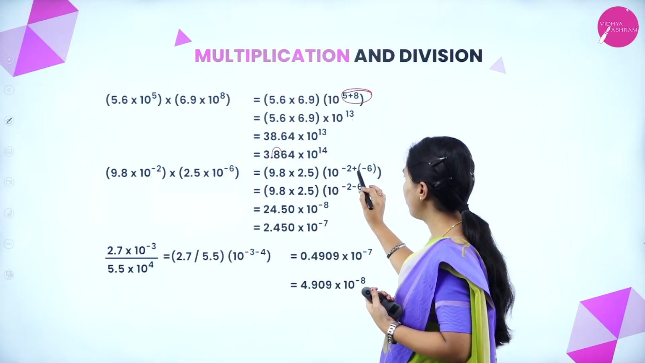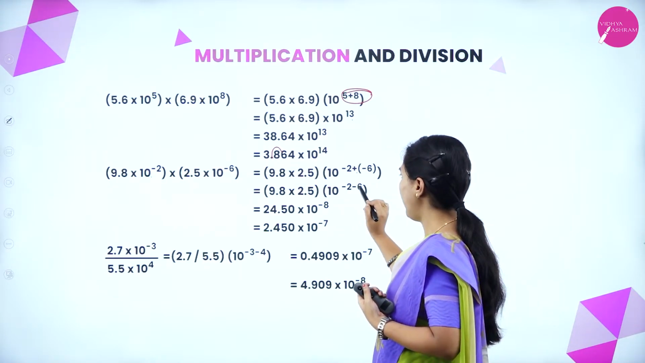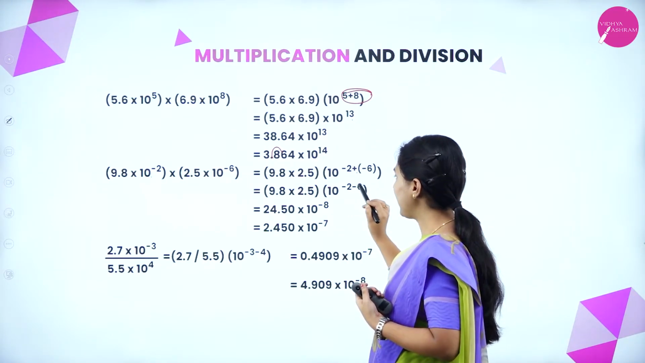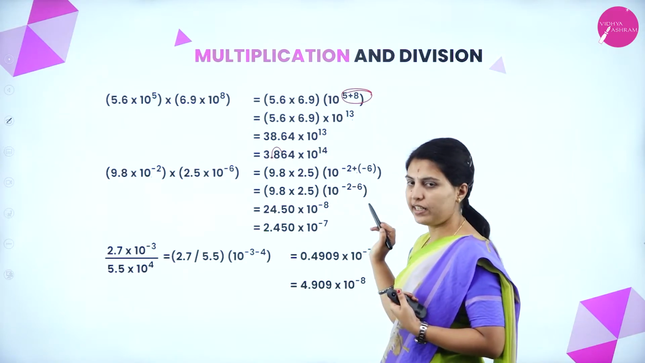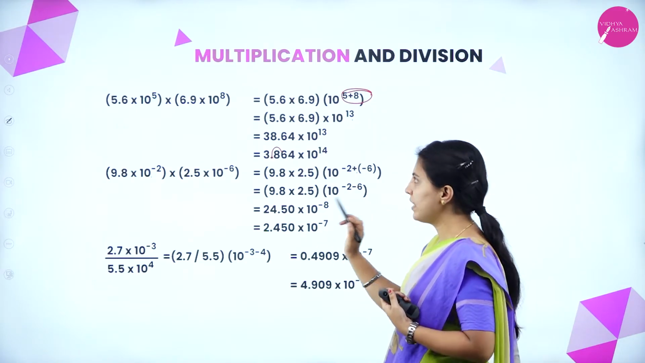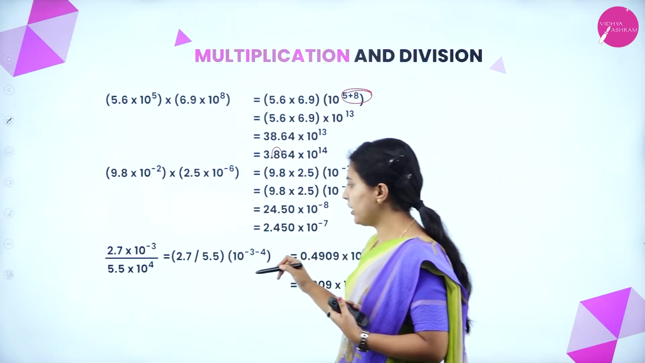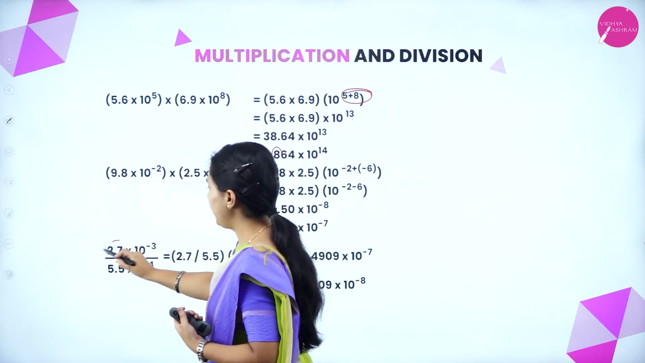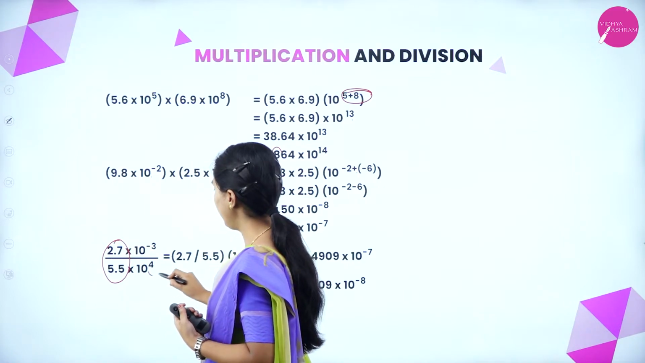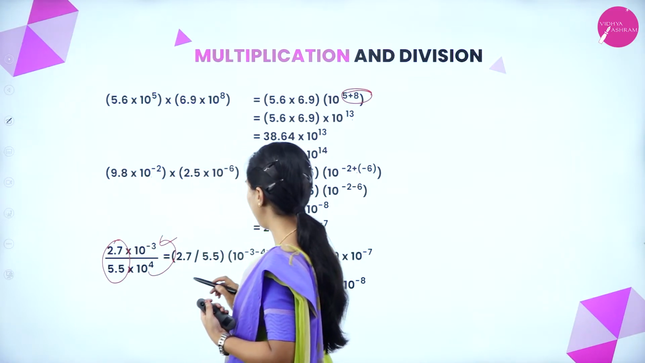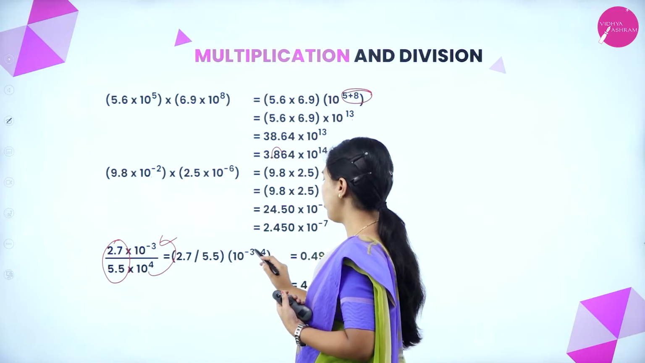Already minus 2 plus minus 6, and it will be added up by taking the greater number's sign. Everything is the same as in the first case. But what they are doing in the division, this one will be divided, but they will take it up here. What will happen? See here, 10 to the power of minus 3.